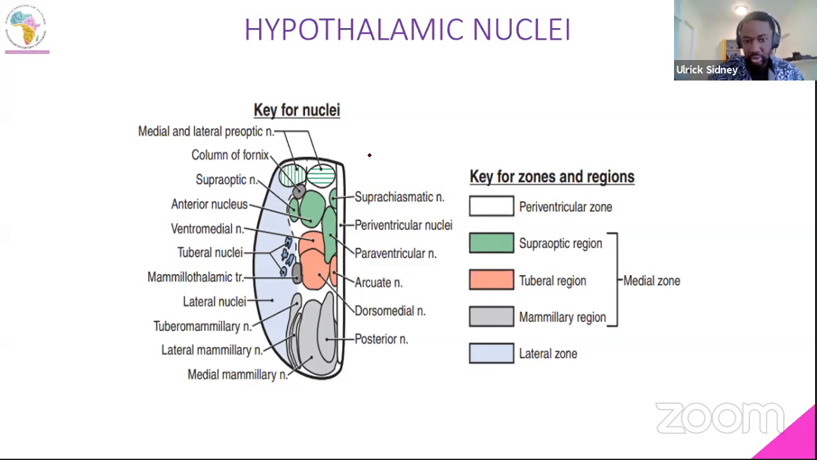Now, if this is the third ventricle, it's only logical that what is next to the ventricle is periventricular, right? So these are the periventricular nuclei, and this will be the paraventricular nuclei. And because in the anterior location, we had an optic chiasm, this will be the suprachiasmatic nuclei because it's above the optic chiasm. And after the chiasm, we have the optic tract, and we have the supraoptic nucleus. This here is anterior. Now, this is ventromedial.